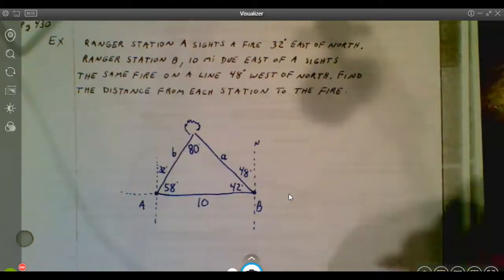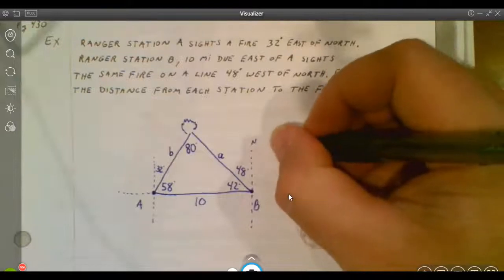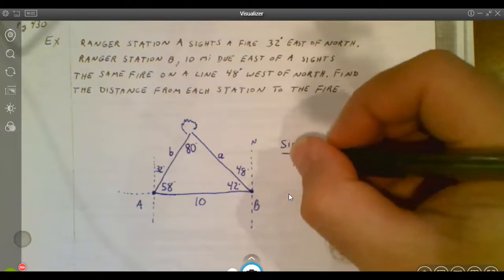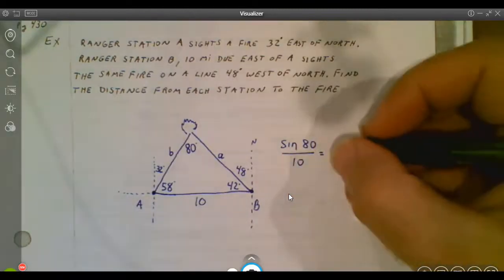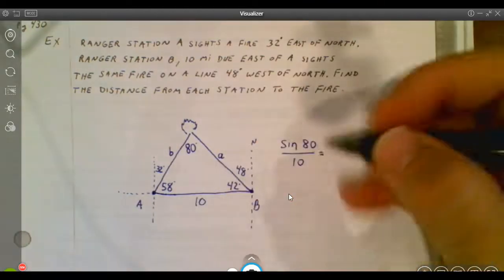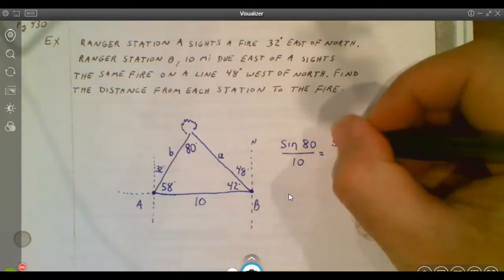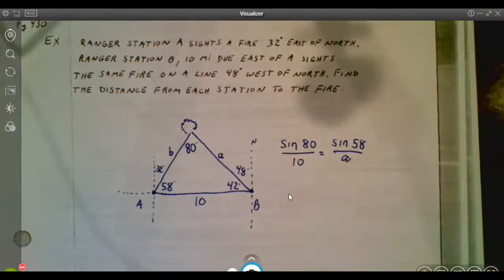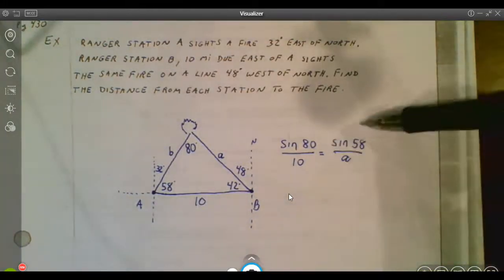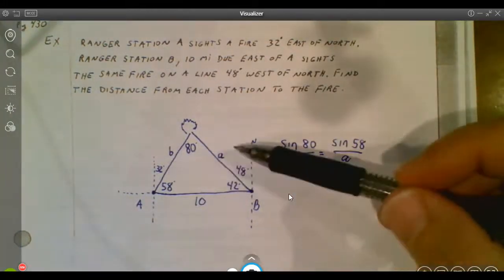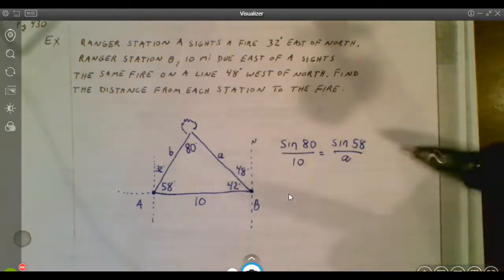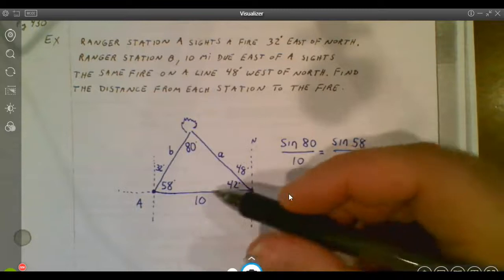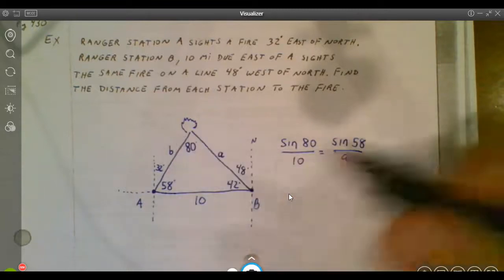Now we can set up a proportion. So I'm going to say sine 80 over 10 equals sine 58 over A. So again, all I would have to do is cross multiply, and I'll figure out my missing side right there. I'll let you guys do that one on your own. That's just calculator work.